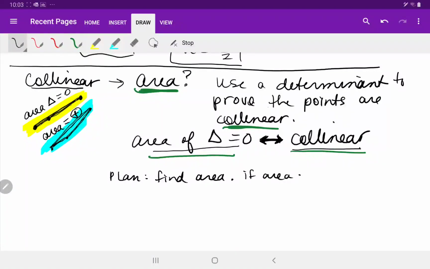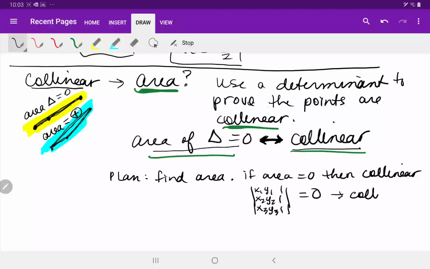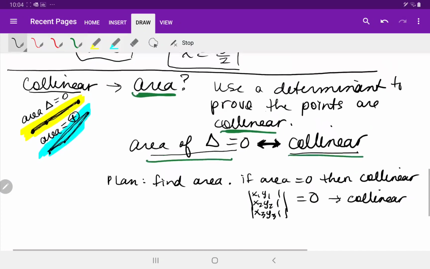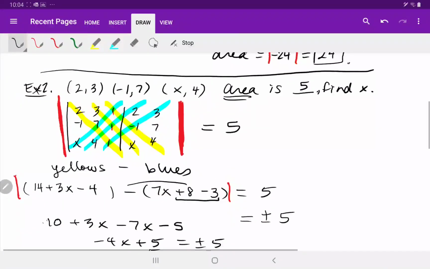If area equals 0, then collinear. Okay, and then how do you find the area? You do this, right? x1, y1, 1, x2, y2, 1, x3, y3, 1. And if that turns out to be 0, then it's collinear. There's also a question that might say it is collinear, find the x, and that would be done the same way as example number 2.